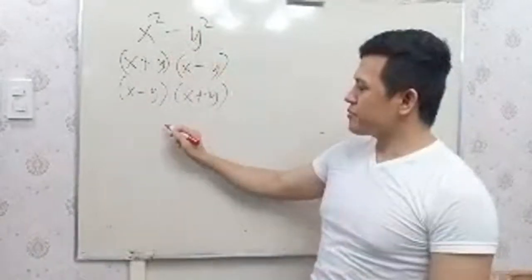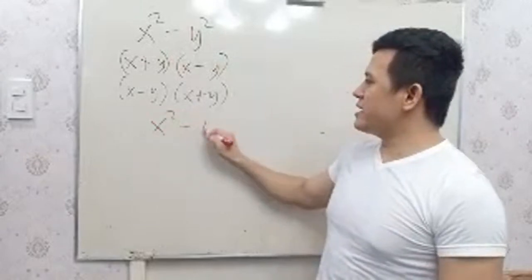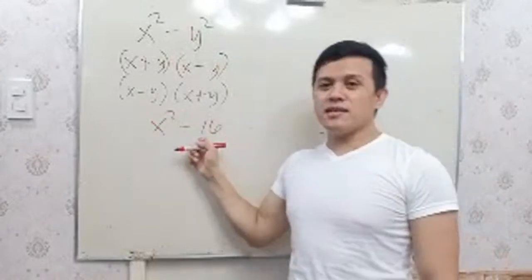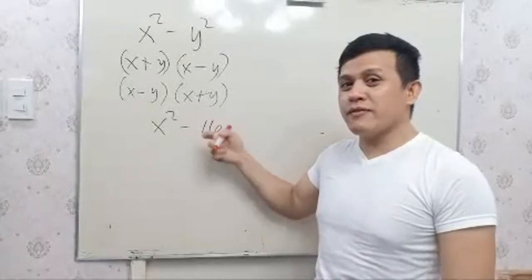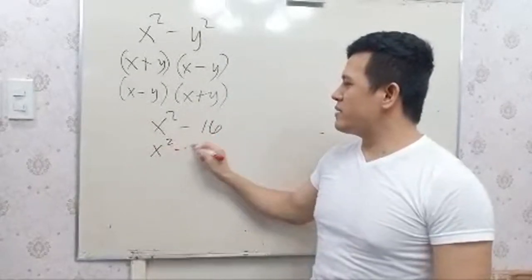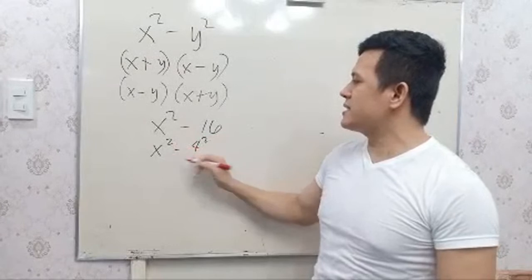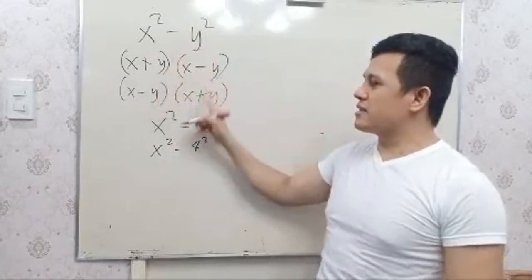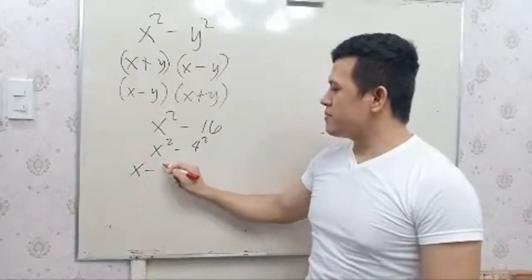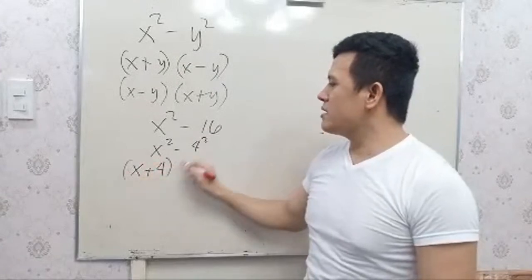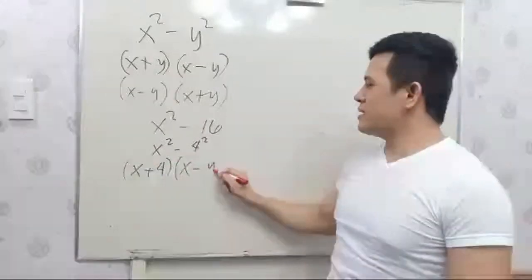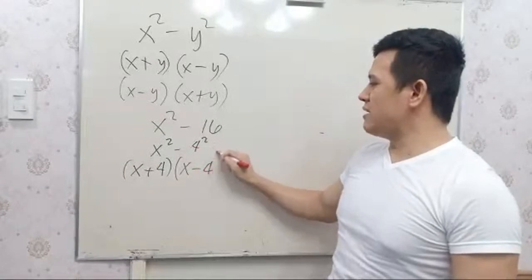Example: x squared minus 16. We know that 16 is a square, right? Because 4 times 4 is 16. So we have x squared minus 4 squared. This is already in that form, so factor it out. Just copy: x plus 4, where one is positive, and x minus 4, where one is negative. That's all.